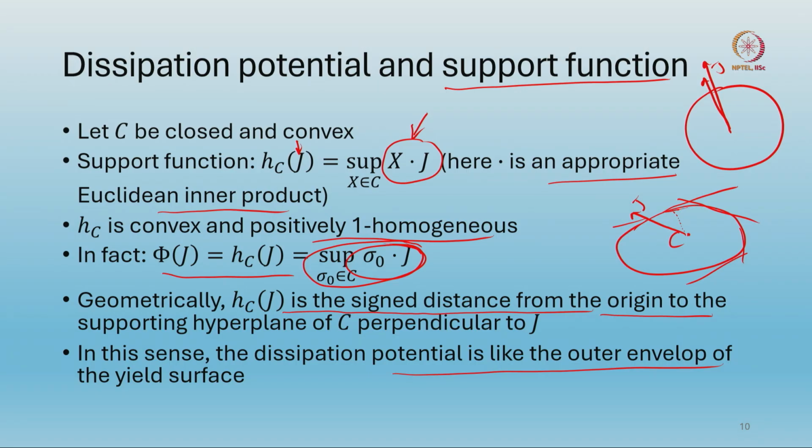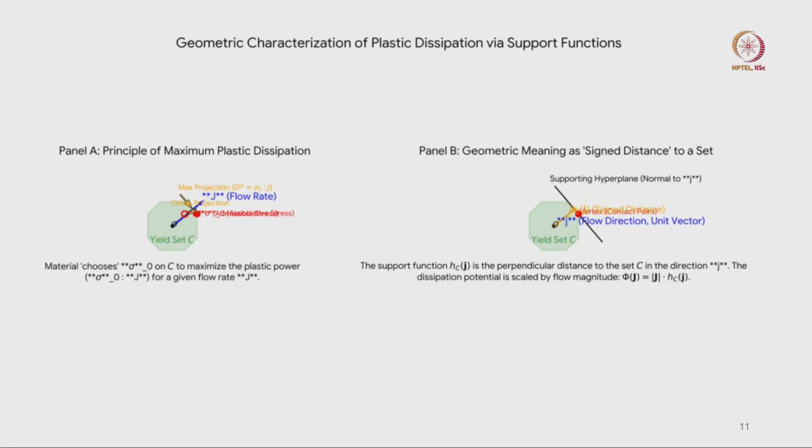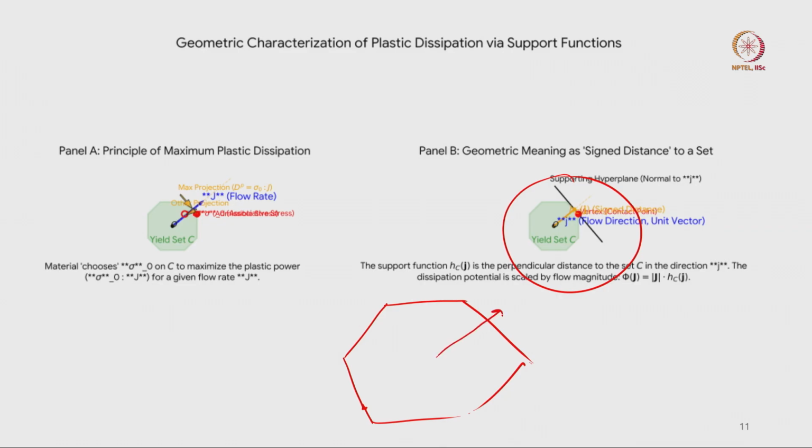On the other hand, think about what happens with something like Tresca plasticity, if the yield surface turns out to be hexagonal. Then if J is acting, let us say, this way, sigma_0 also has to be acting along this, because both are perpendicular to this face, or any face.